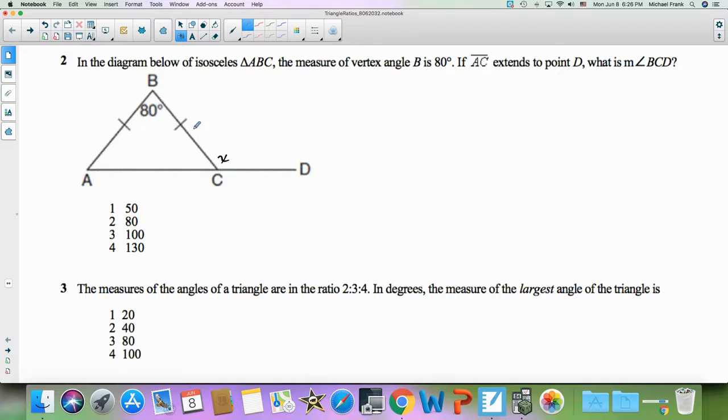Well, if this is an isosceles triangle, that means we know that these two angles are going to be equal to each other. So if we take the 180 and we subtract the 80, we end up with 100. And then we divide that by 2, and you get 50 and 50. That means this is 50 degrees, and this is 50 degrees. Now, these two angles are supplementary. They add up to 180 because they're together on a line. So 180 minus 50 is 130 degrees.